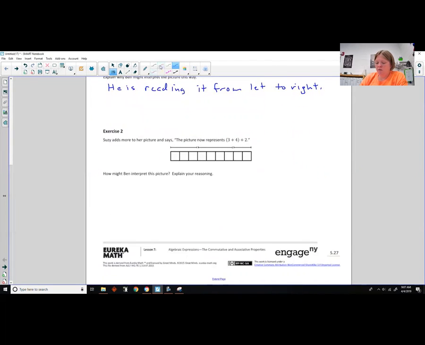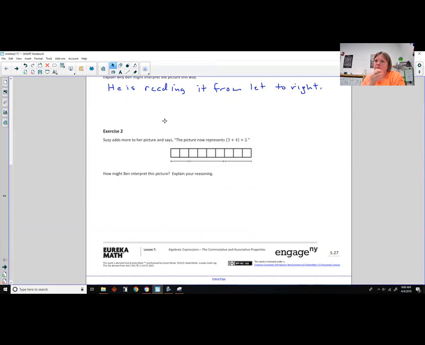Exercise 2, it says Susie adds more to her picture and says, the picture now represents 3 plus 4, the original, and then I've added 2 more, so it's plus 2. How might Ben interpret this picture? So again, if he rotated this, we saw this upside down. Okay, so then if we take this and we rotate it upside down, like so, then he might interpret this as left to right, 2 plus 4.